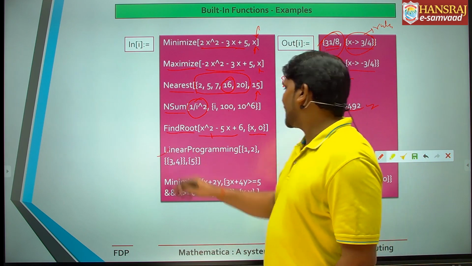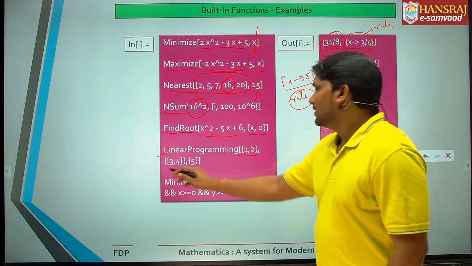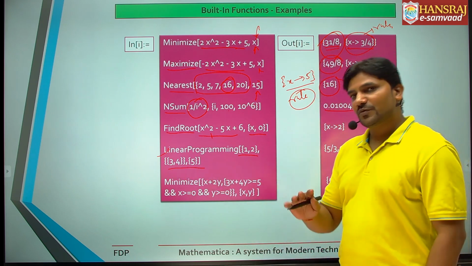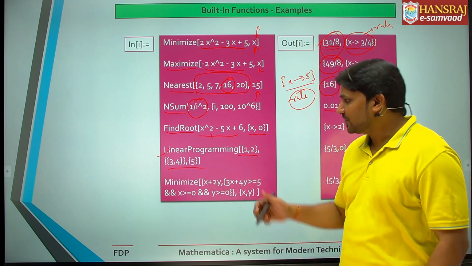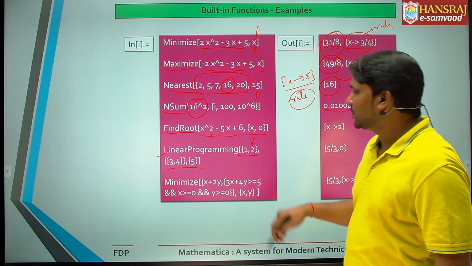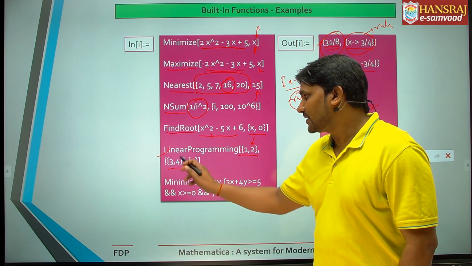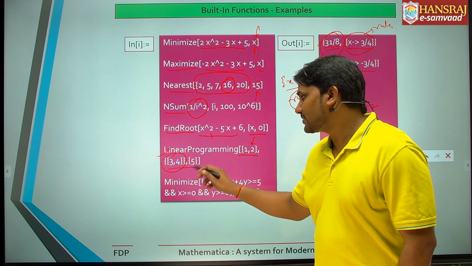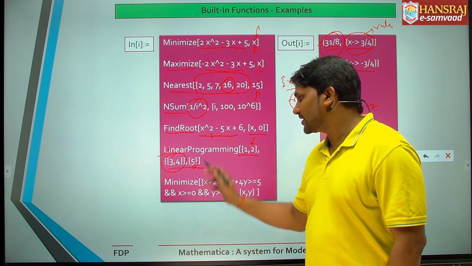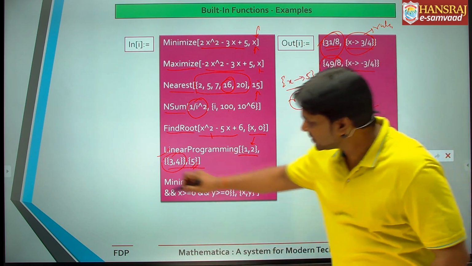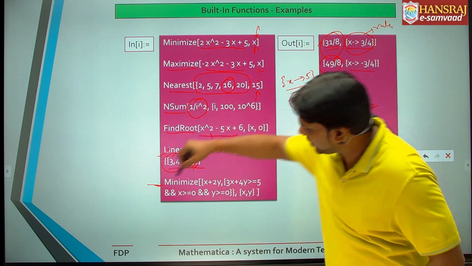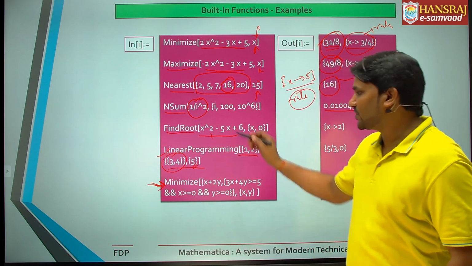Another is linear programming. That means you need to put the input in matrix form. Here is the value 1 and 2, that is the first 1D, and that is 3 4, that is 2D, and some other values, that is 5. First let us understand this, to understand linear programming, let us understand this one, because both are the same.